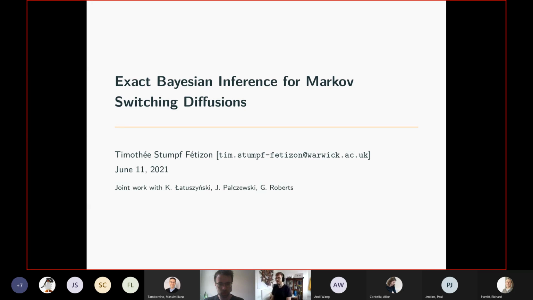So today we have Tim Stumpf-Fetizon telling us about exact Bayesian inference for Markov switching diffusions.